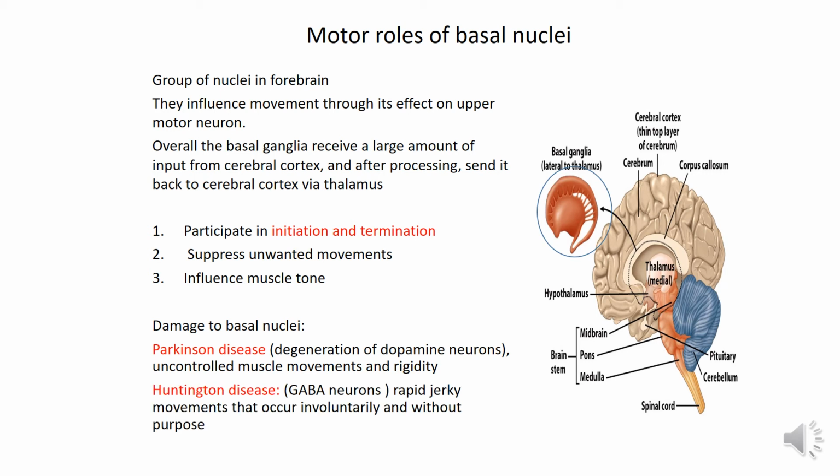We have another disease affecting the basal ganglia, which is Huntington disease, due to damage affecting the GABAergic neurons, and is associated with rapid jerky movement that occurs involuntarily and without purpose. Rapid jerky gross movements affecting gross muscles in the body, and usually this appears involuntarily and without purpose. This is known as Huntington disease.